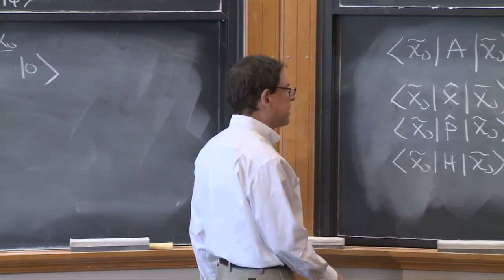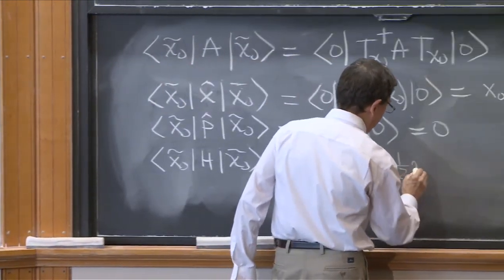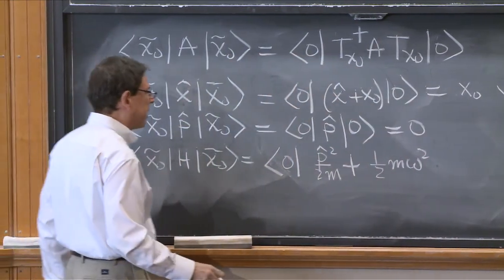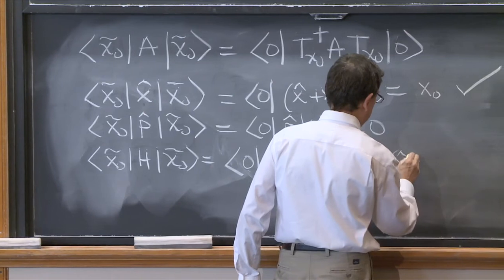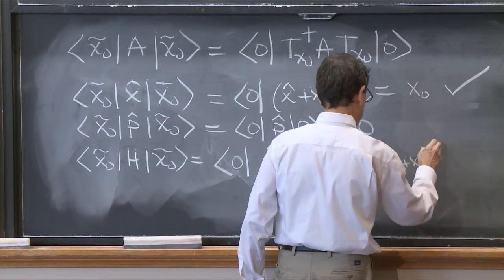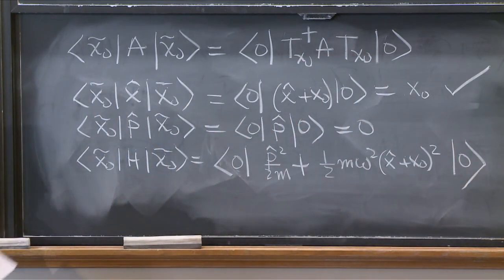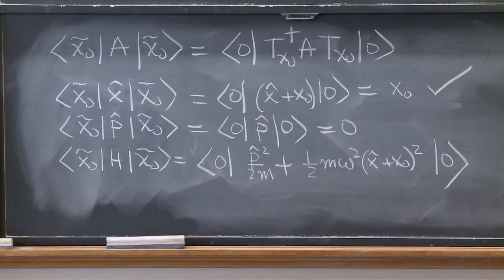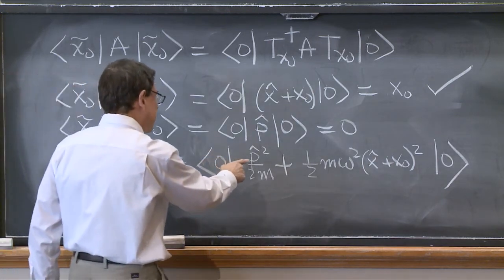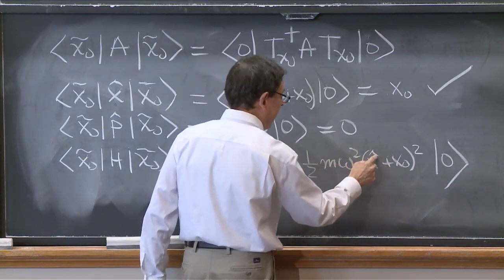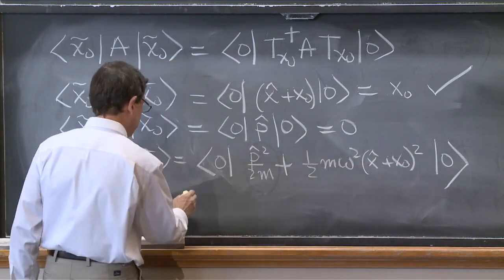Nevertheless, the Hamiltonian has a 1/2 m omega squared x hat squared. And x hat is changed by becoming x hat plus x0. Well, we don't want to compute too much effort here. So first, we realize that here's the p squared over 2m, and here's the m omega squared x hat squared. So that's the whole Hamiltonian.